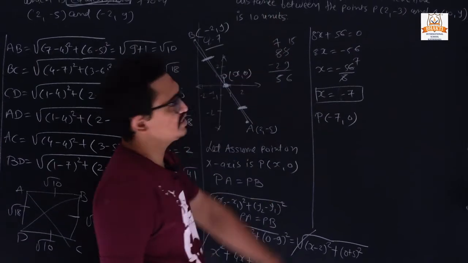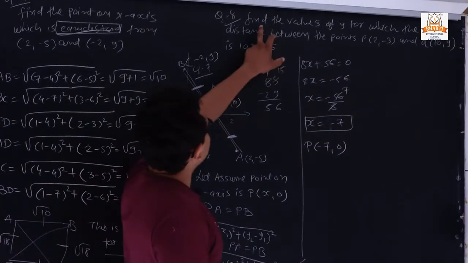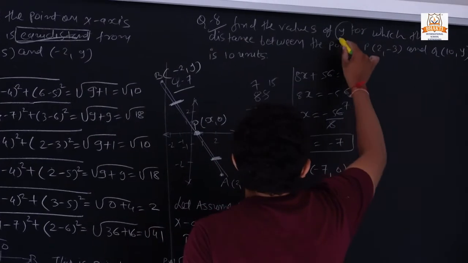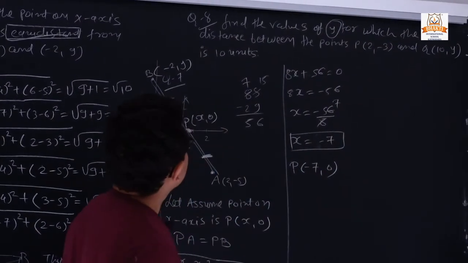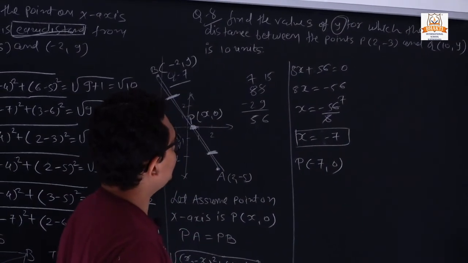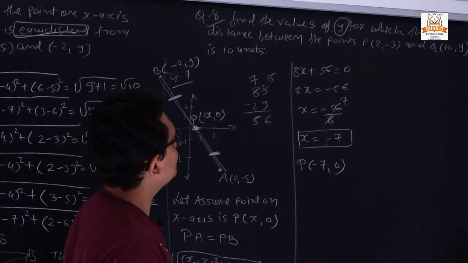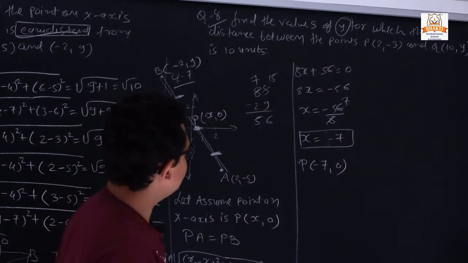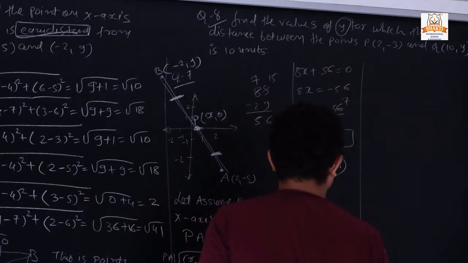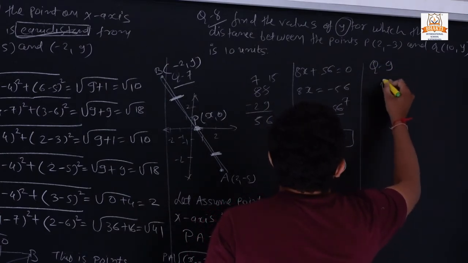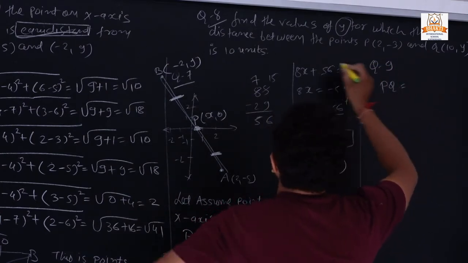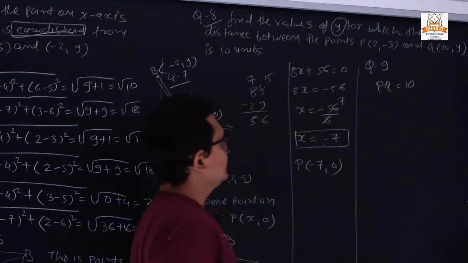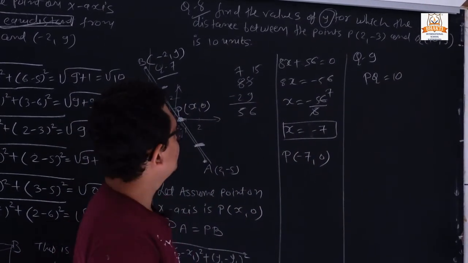Now the last sum, question number 8. Find the values of y. So we need to find the value of y for which the distance between point P, 2 comma minus 3, and Q, 10 comma y, is given as 10 units. Clear? So it means in this question, PQ is equal to 10 units. It is given as 10. Clear? PQ is equal to 10.